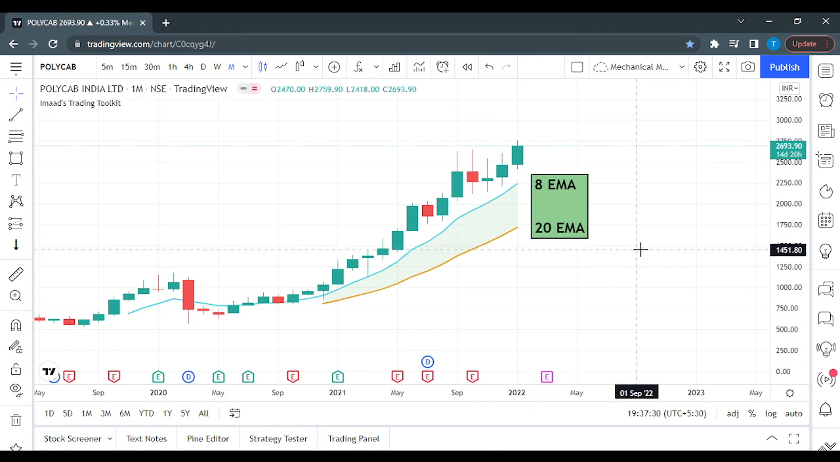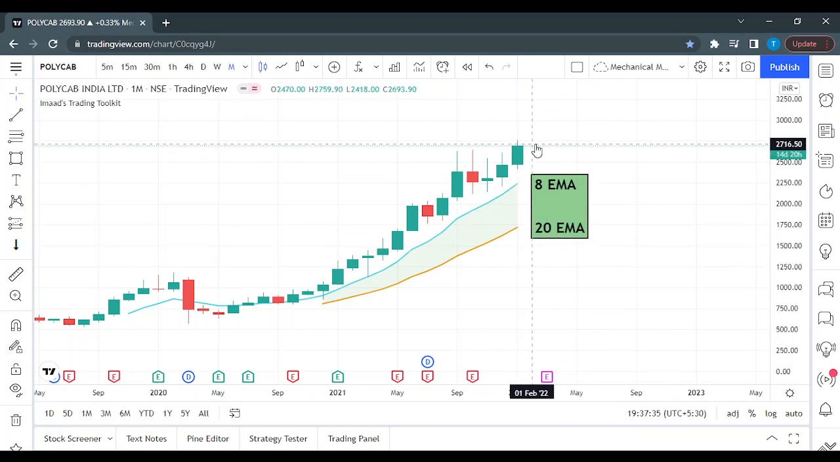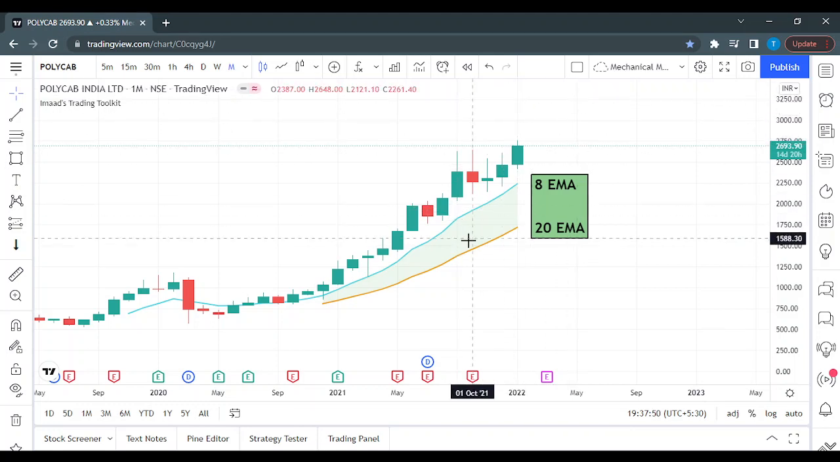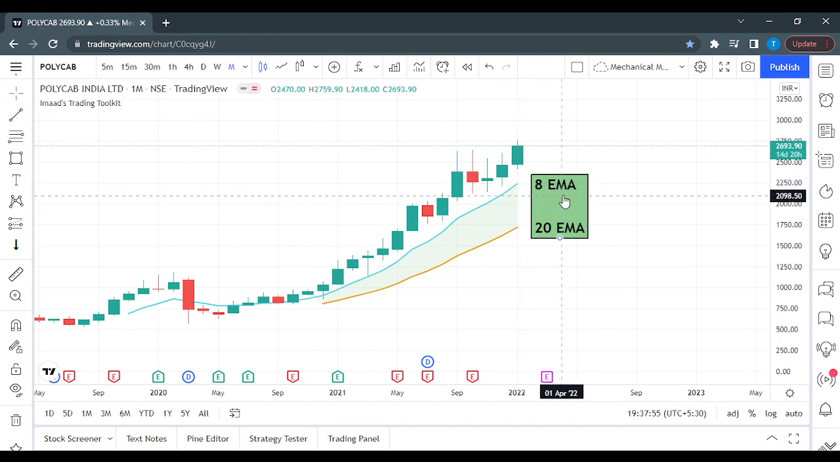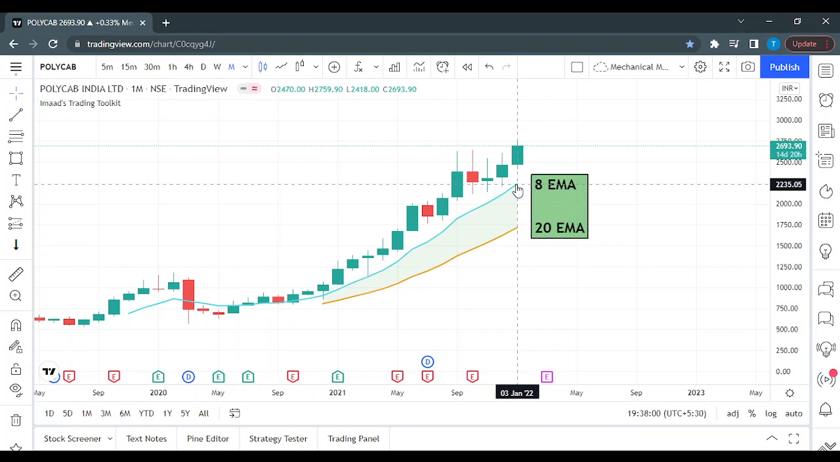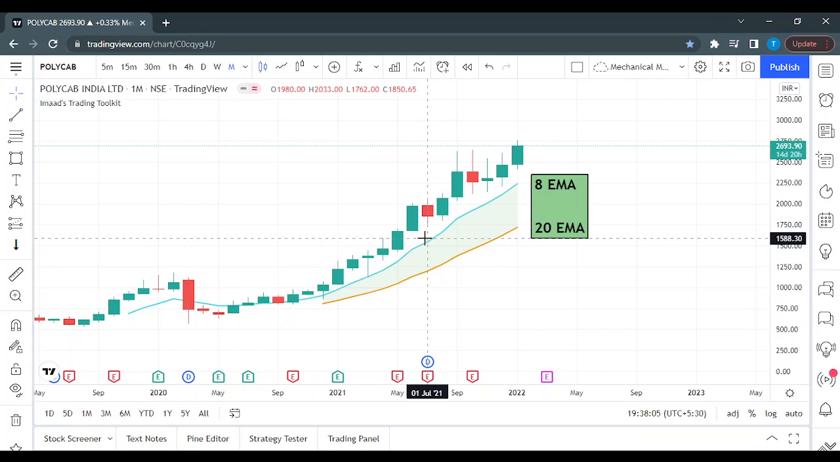Now, what I want to know is, is this stock currently in a bullish uptrend? How do I know that? I've just decided that if the current closing price is above the 8 EMA and the 8 EMA is above the 20 EMA, that means this is a perfect bullish setup, right? The closing price being above the 8 EMA. Now, what does the 8 EMA represent? It represents the average closing price over the last 8 months, calculated exponentially.